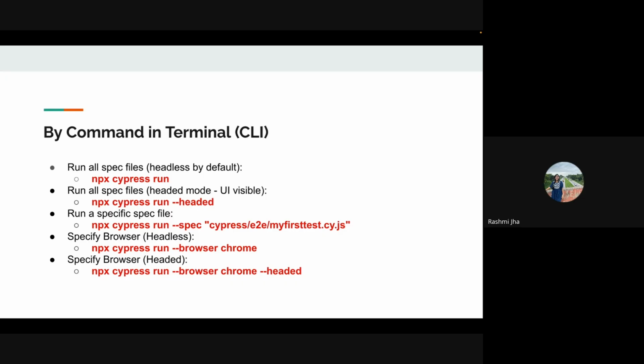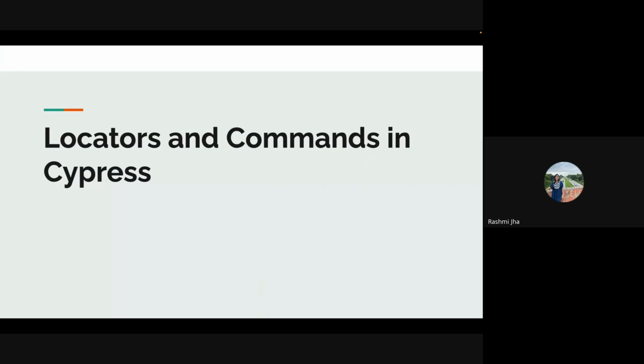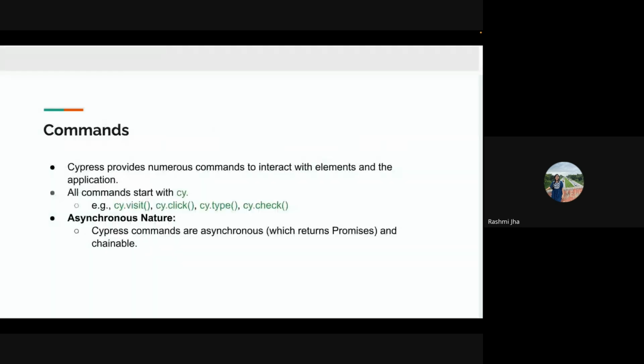If we want to execute in a specific browser, suppose Chrome, then we need to run the below command like this one: npx cypress run --browser chrome. We need to specify our browser here, and it will again execute in headless mode. If you want to execute in the Chrome browser and in headed mode, then the command would be npx cypress run --browser chrome --headed. Now let's move to our next slide, which is all about the locators and commands in Cypress. Let's first explore what the types of commands in Cypress are.